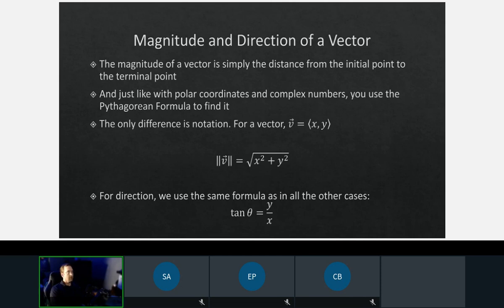Okay, magnitude and direction. The magnitude of a vector is simply the distance from the initial point to the terminal point, as we talked about yesterday. With polar coordinates and complex numbers, you use the Pythagorean formula to find it. That's nice. It's consistent, right? It's the same formula every single time to find distance or magnitude, whether it's complex or polar.